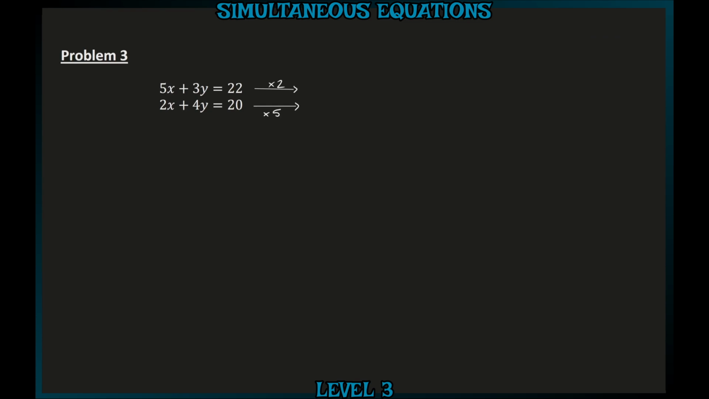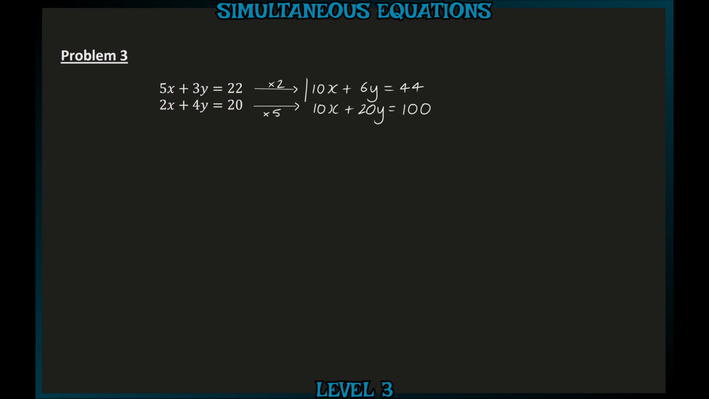So starting with the top equation, 5x times 2 is 10x, 3y times 2 is plus 6y, and 22 times 2 gives us 44. On the bottom equation, 2x times 5 is 10x, 4y times 5 gives us plus 20y, and 20 times 5 gives us 100.